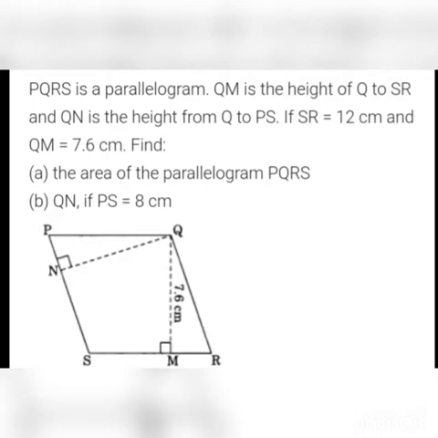Now, what is the second question? Find the length of QN if PS is equal to 8 cm. Where is PS? So, this is PS. This side 8 cm is given. We have to find the length QN. That is, this altitude you have to find.